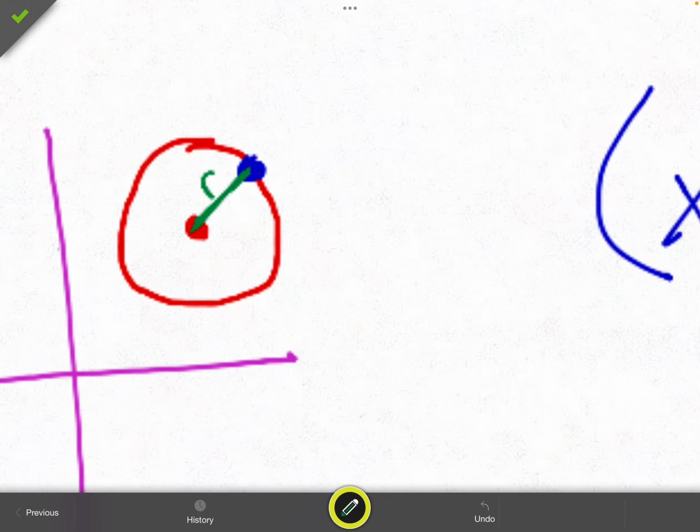Normally they've given it to us. Today they're not. So I need to know how long it is from my center to that blue point on my circle. And anytime you're looking for how long something is, remember that's distance. And we actually have a formula for that.